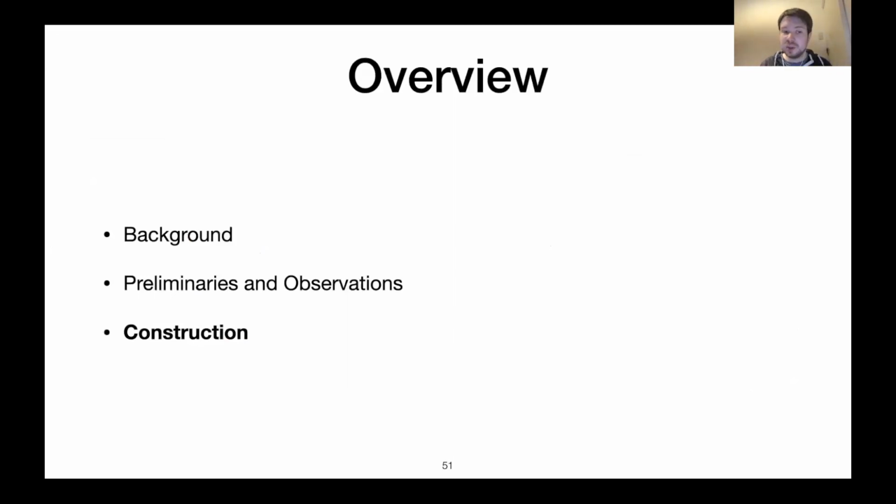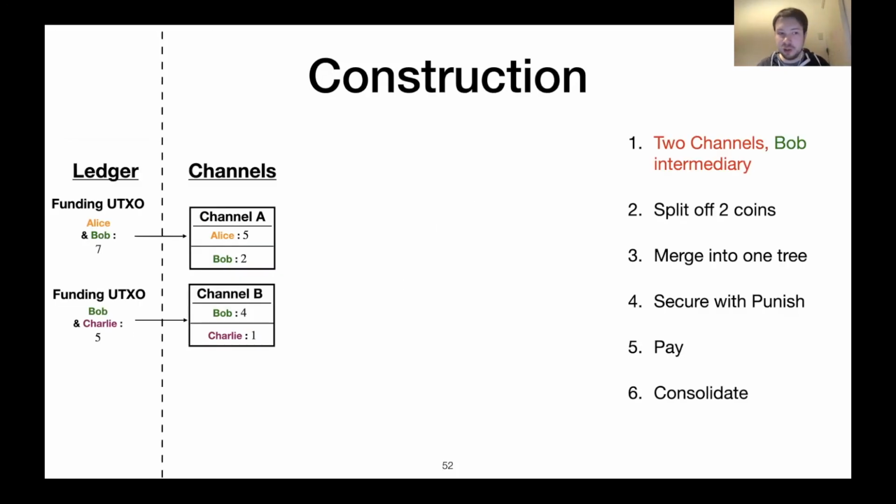With these techniques, we can now present our construction. Here we have a dashed line. On the left-hand side of the dashed line, we show part of the ledger state. Right now, we show 2 UTXOs that are present on that ledger. On the right-hand side, we show 2 transaction trees. One represents a channel between Alice and Bob, and one represents a channel between Bob and Charlie.